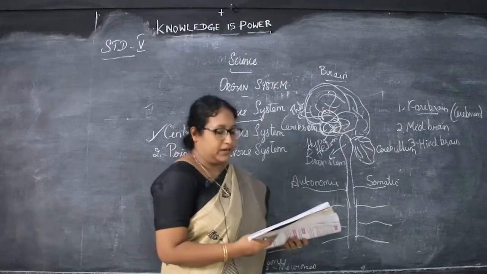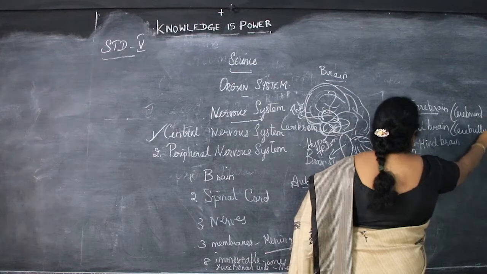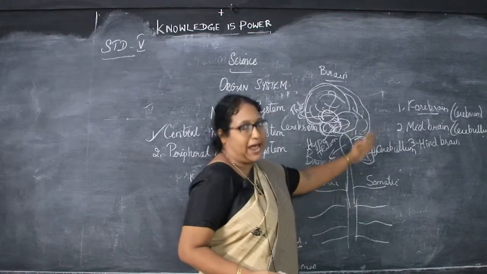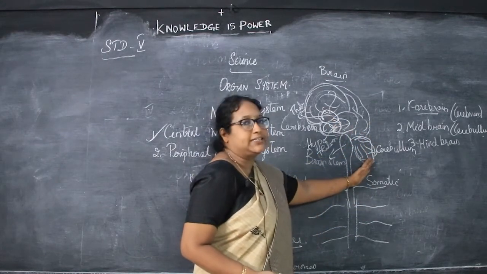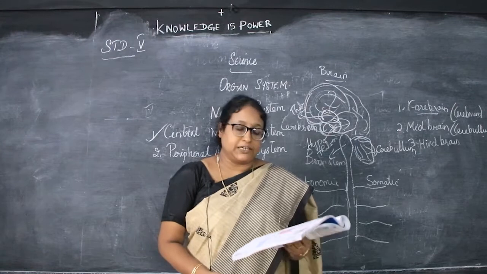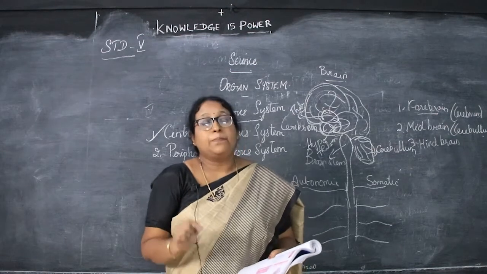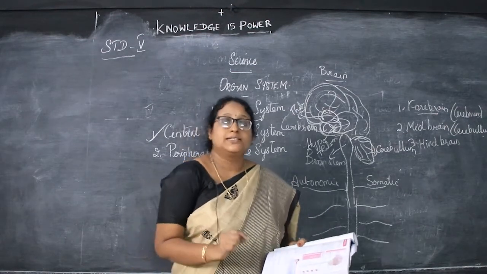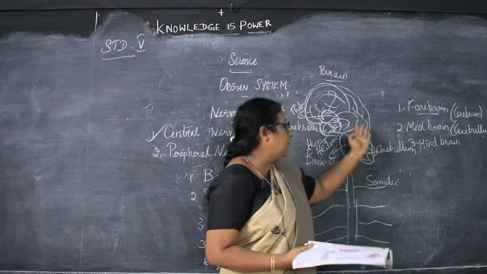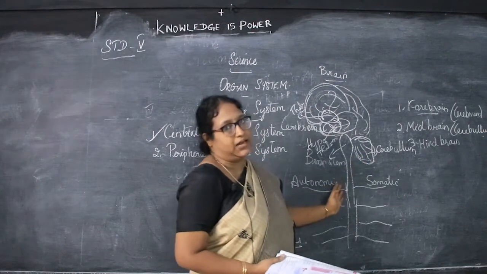Next we will go to the midbrain. So the midbrain is the cerebellum. It is located behind the cerebrum, at the back. It coordinates the movements of the muscles of the body, and it helps to maintain the balance of the body also.